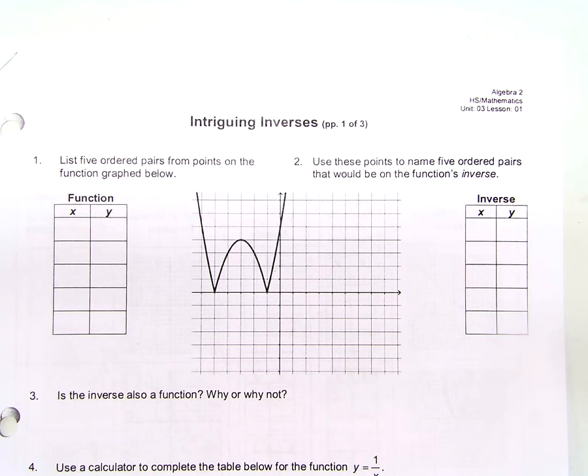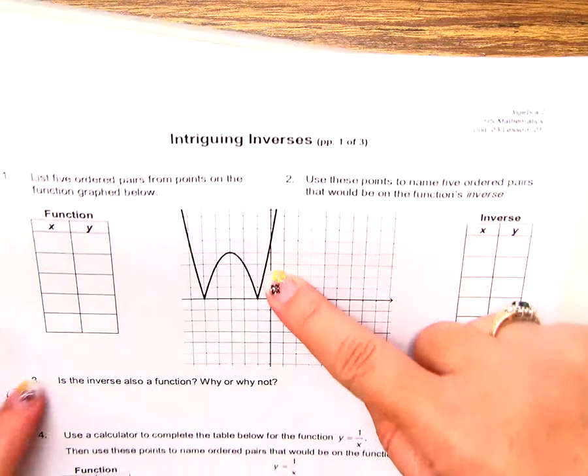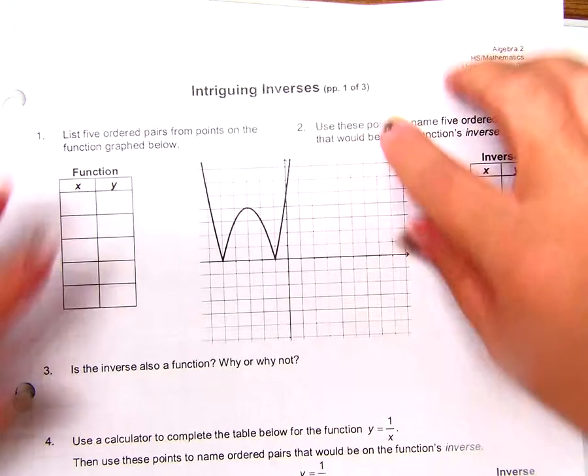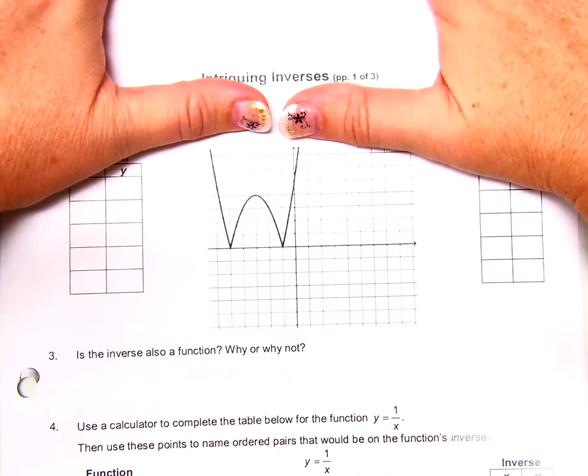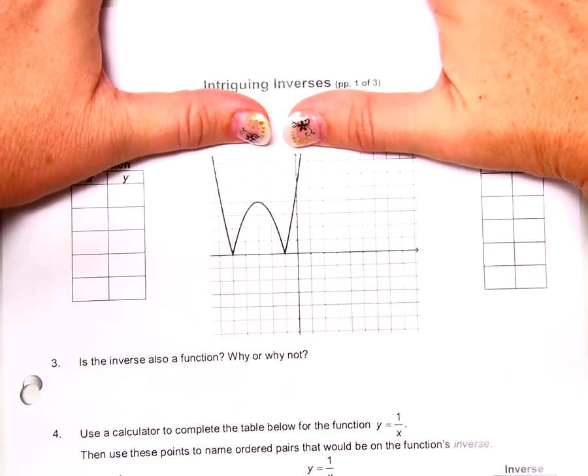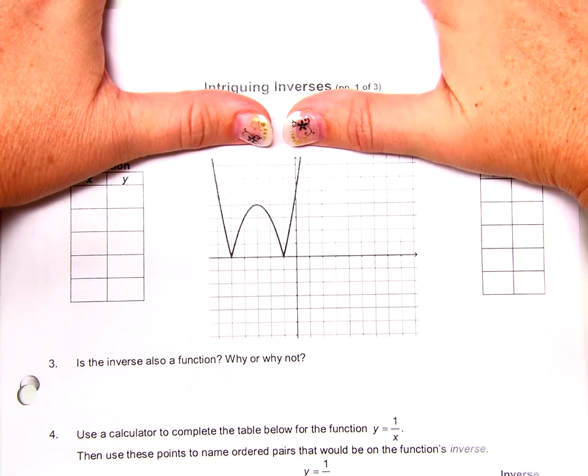Intriguing inverses. Can you find the inverse of this shape? I'm going to actually ask you not to read the directions real quick. Okay? How do you think we would find the inverse of this shape?